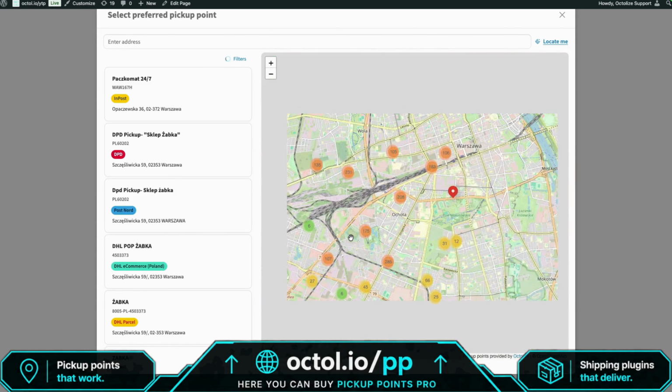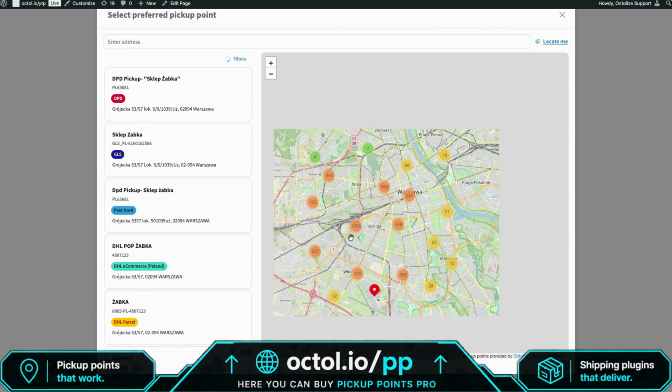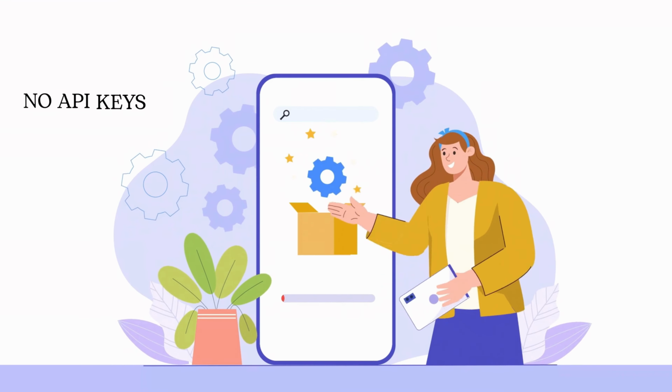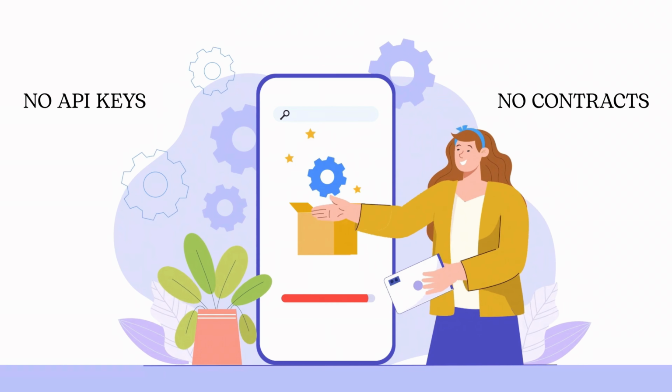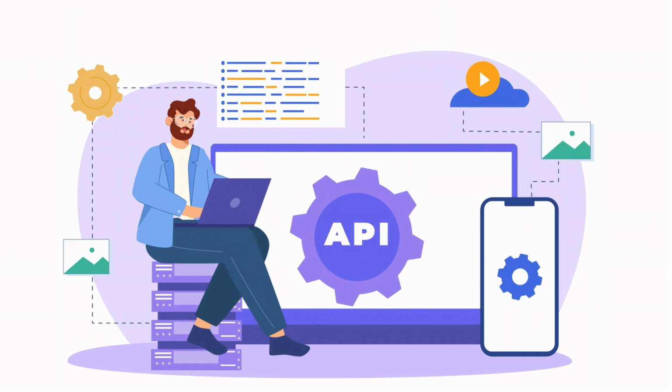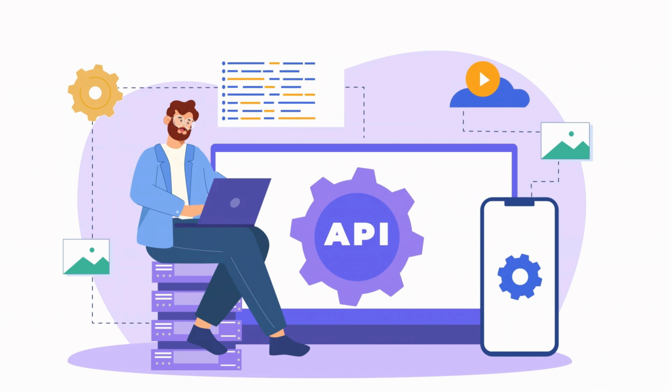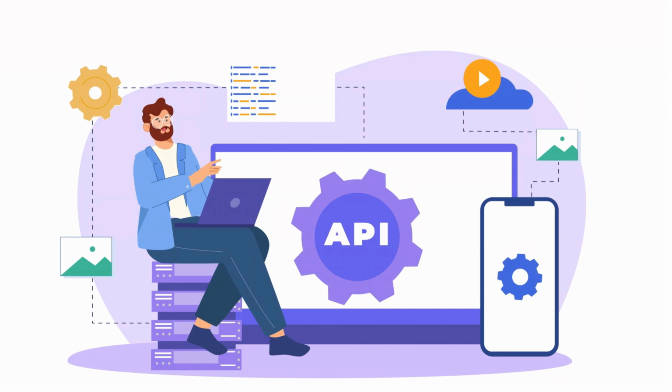With Pickup Points Pro, you need none of that. No carrier accounts. No API keys. No contracts. You install it, and the points map is ready to use immediately. It simply connects you to the global network without the bureaucratic headache.